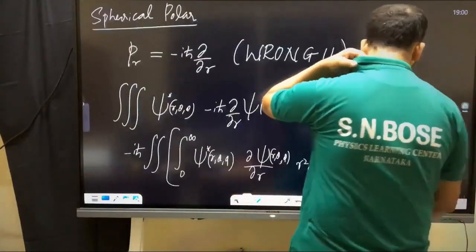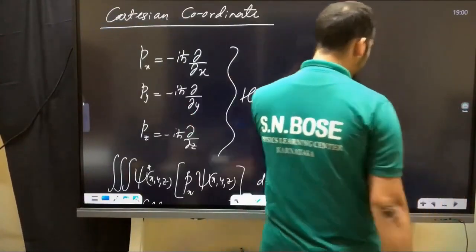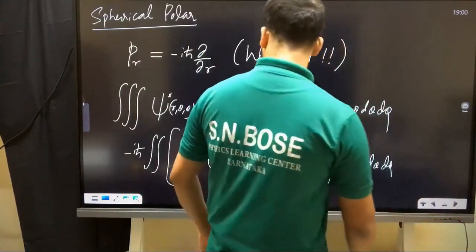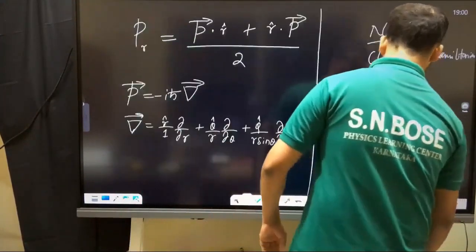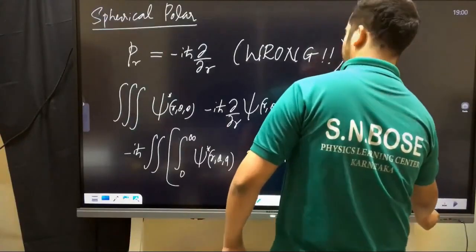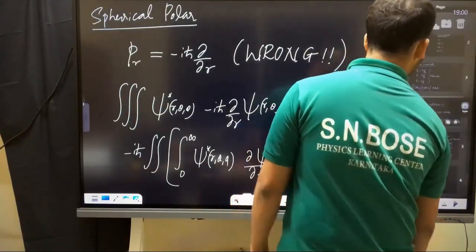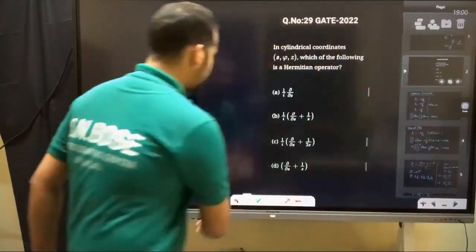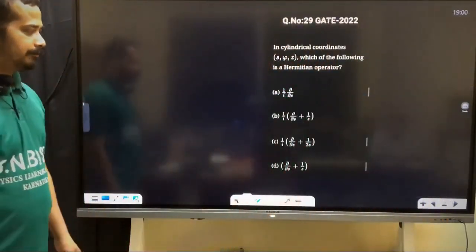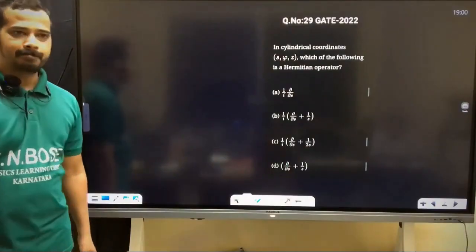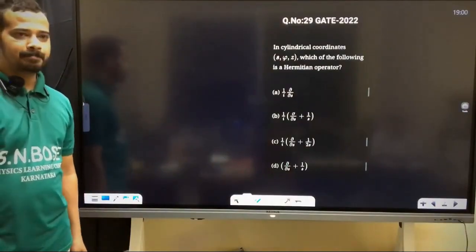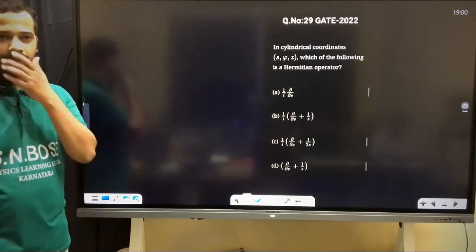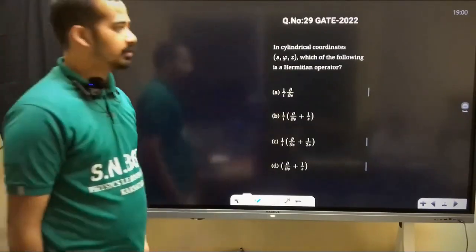It's not called a radial momentum operator in cylindrical coordinate. What is this coordinate called in cylindrical coordinate? Okay, where is my question? Deleted. Okay, here. So this is for cylindrical coordinate actually. For cylindrical coordinate, something different will happen. Don't choose the same thing as that one actually.